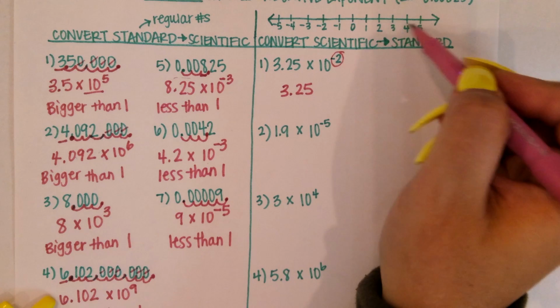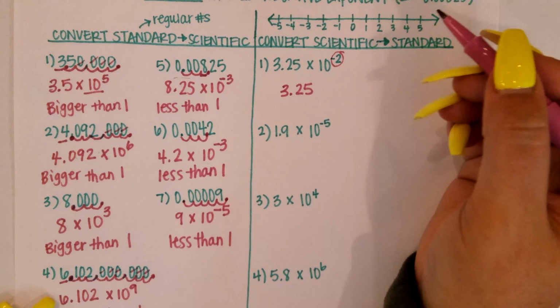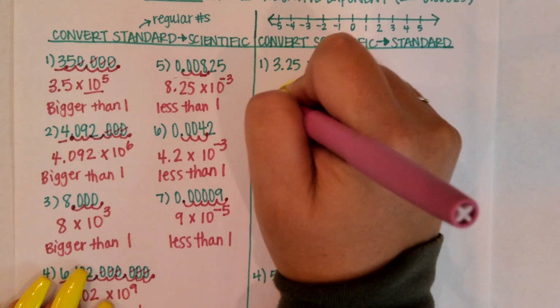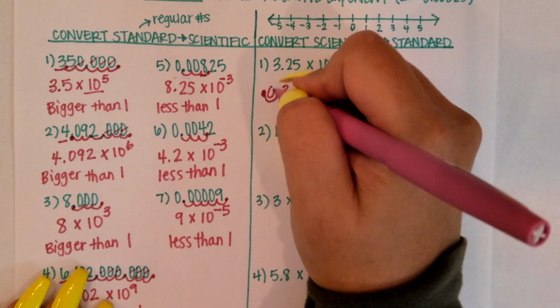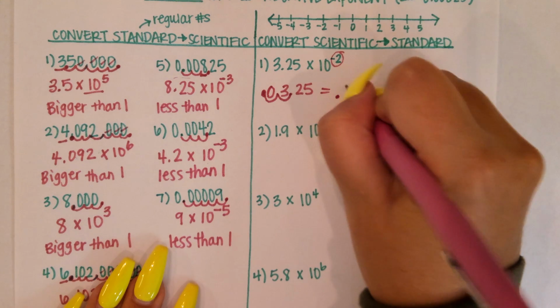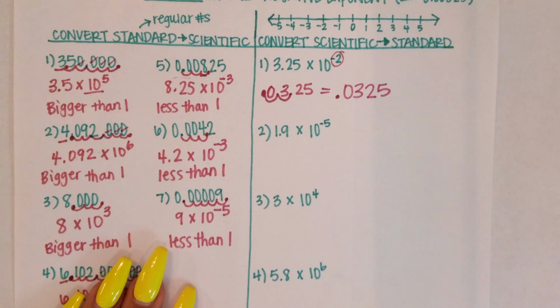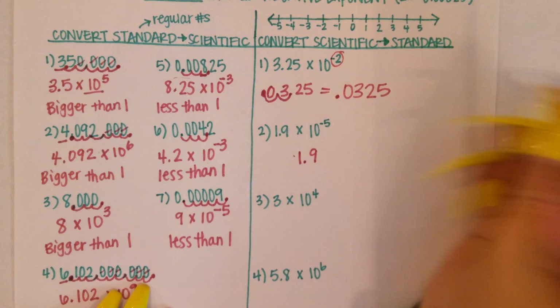So you can also think of it like a number line. The negatives are on the left side. So I know I'm going to move my decimal 2 places to the left. So I have 1, 2. What fills in here are zeros. So my number is 0.0325. That is my standard number. That's the regular number.